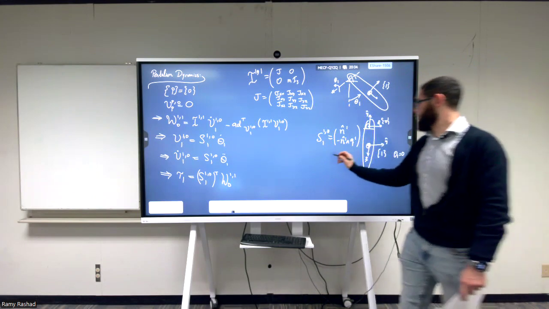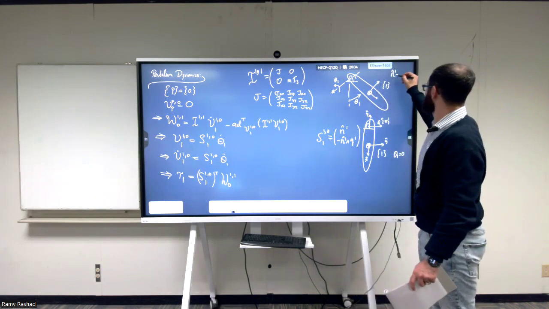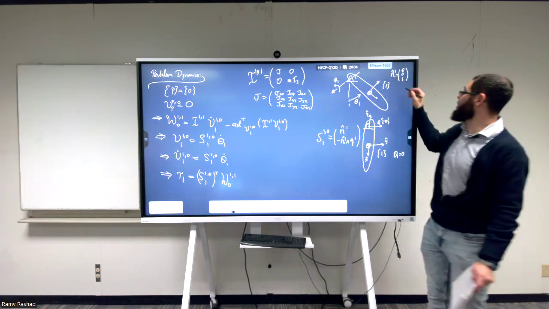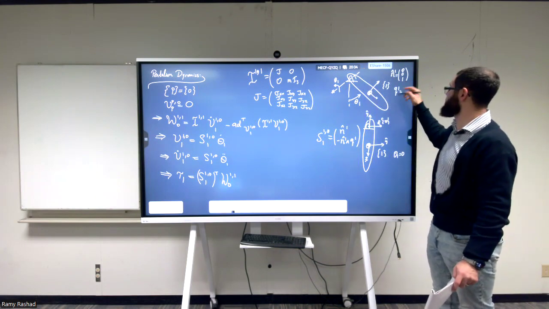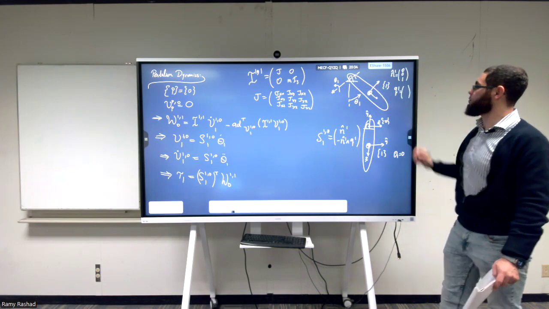What is the n hat? The n hat is 0, 0, 1 because we're rotating around the z-axis. What about the point Q? Which point do you wish to choose on this line such that it's the easiest to work with?